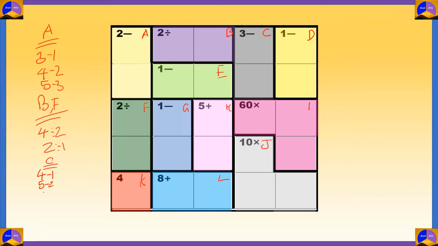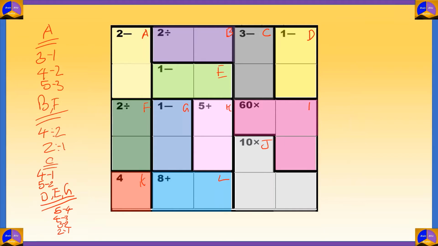Now, cage D, E, and G will have the same options because these are similar. In these cages, there are two cells and the operation is subtraction. After subtracting, our result must be 1. So, the options are 5 minus 4, 4 minus 3, 3 minus 2, and 2 minus 1.